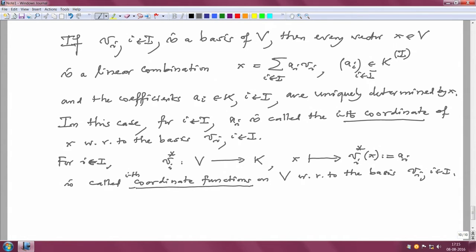And we will prove that any two bases of V have the same cardinality, and this common cardinality will be called the dimension of V. Okay, but before I do that, I want to get used to these functions, and so on.